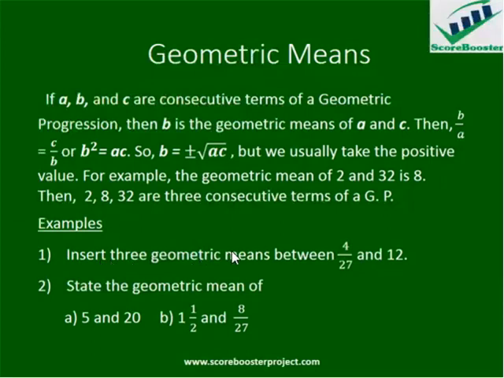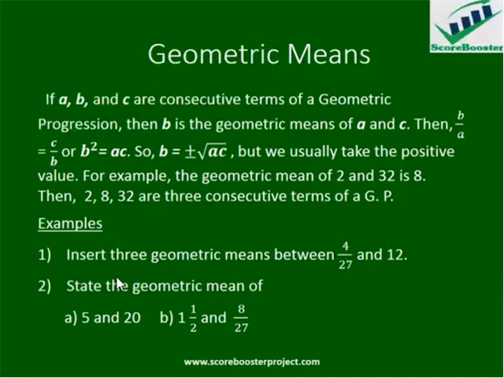1. Insert three geometric means between 4/27 and 12. Here we have to insert three geometric means. The geometric means, we can represent them with letters U, V, and W. 4/27 will be the first term, and 12 will be the last term. So here we have a finite sequence.